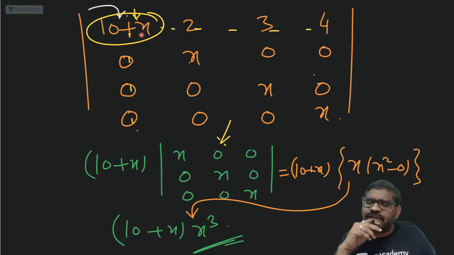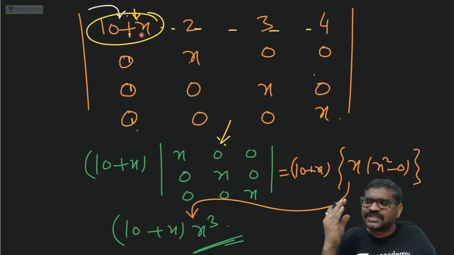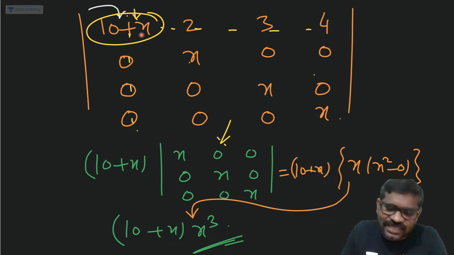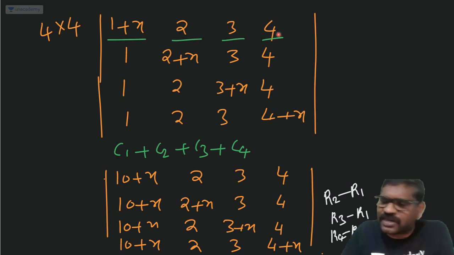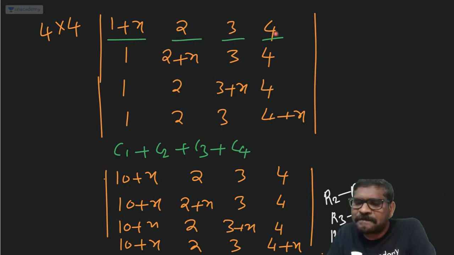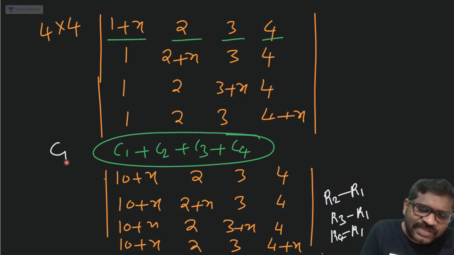Siddharth, I already told you, you can take column wise or row wise. I have added columns. If you would like to add rows, you can add rows. How did you get 10 plus x? 1 plus x plus 2 plus 3 plus 4 is how much? 10 plus x, right? 4 plus 3, 7, 7 plus 2, 9, 9 plus 1 plus x, 10 plus x. I have applied this operation in which column? First column.